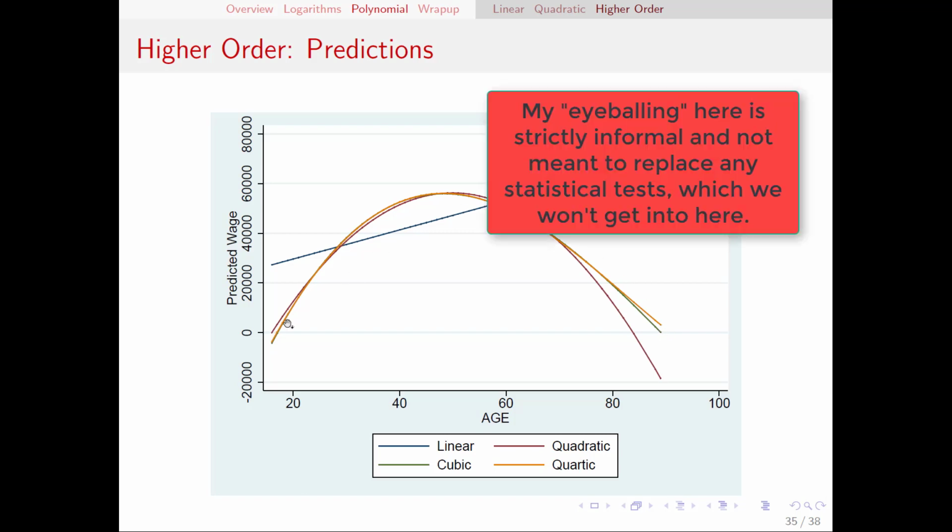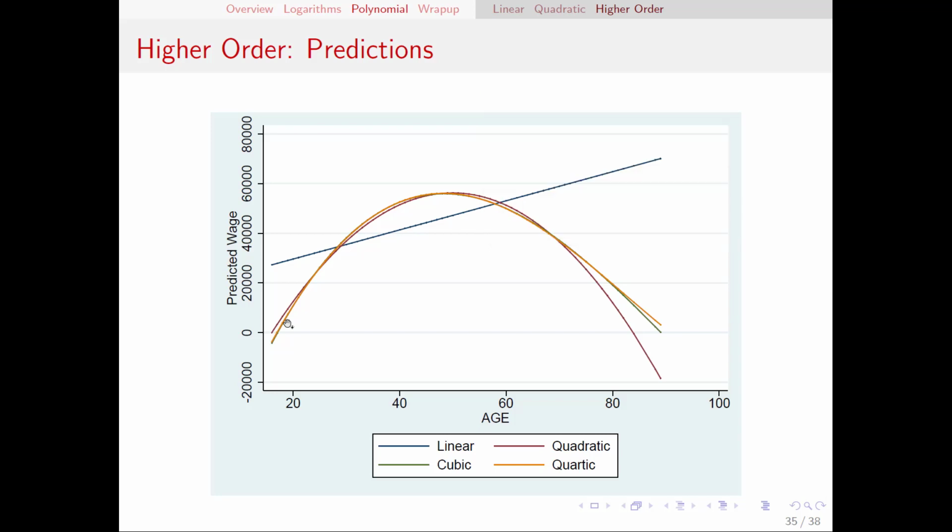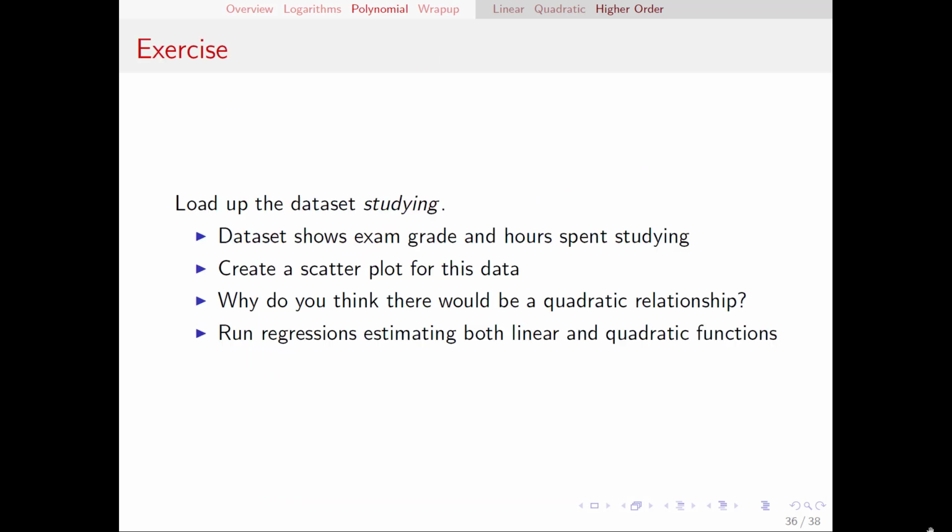So we can conclude from this that the age to the 4th term is not doing a whole lot in terms of improving our predictions. And you can probably get away with the cubic model in this case. But again, there's no hard rules on that.